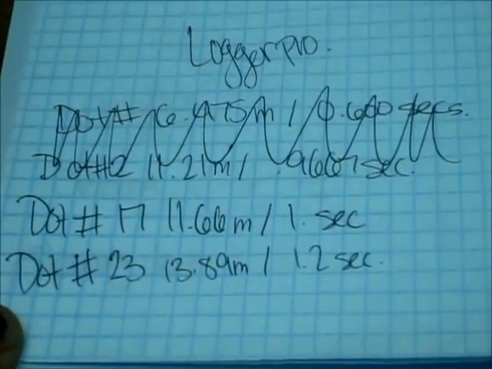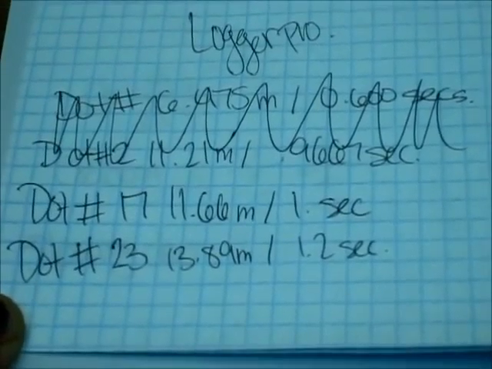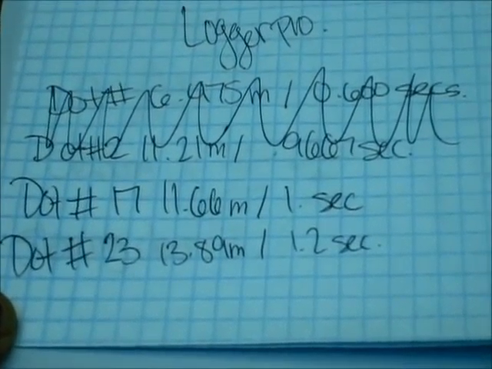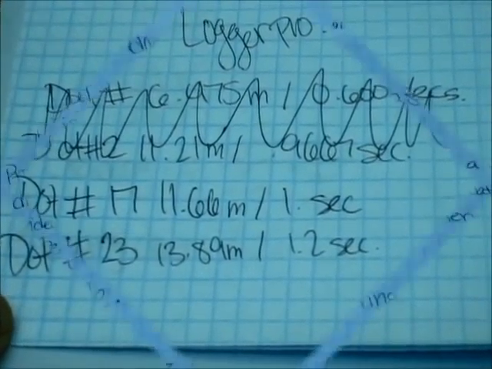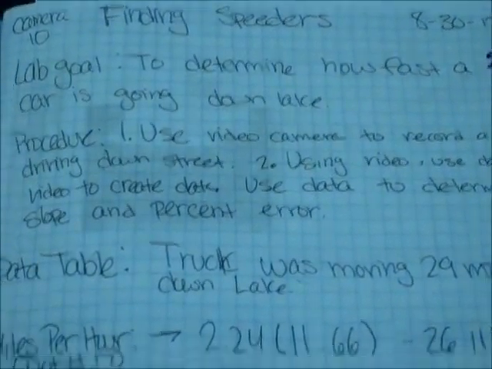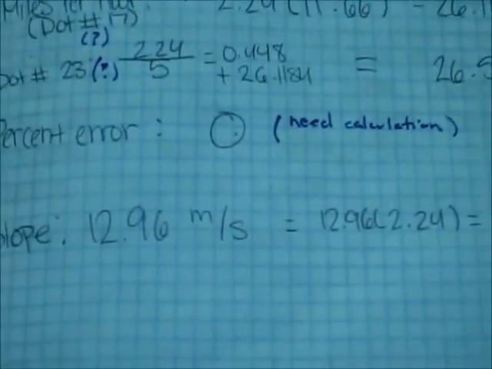Now also, if you do figure out that some data is incorrect, what you always want to do is cross it out, never erase. Here is a well-planned, well-thought-out, organized lab.